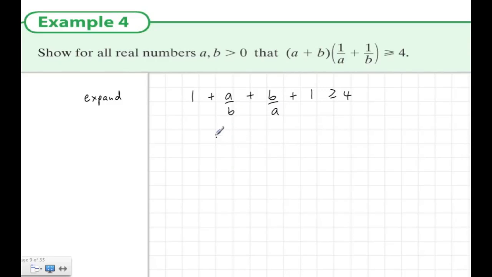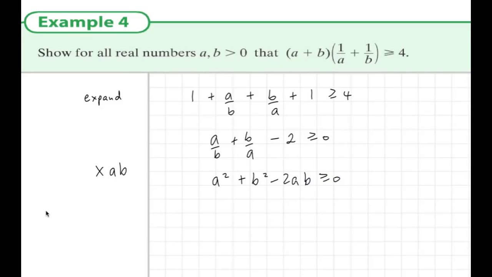And this is greater than or equal to 4. Now just neatening this up, I have a 1 and a 1, which is 2, and if I take 4 from both sides, I end up with minus 2. Now I'd rather not have fractions, so I multiply everything by ab. We can do this because a and b are positive. We end up with a squared plus b squared minus 2ab is greater than or equal to 0.